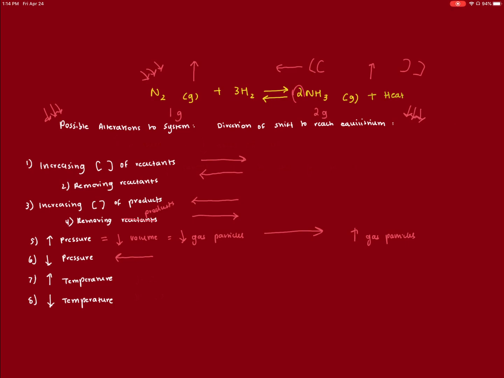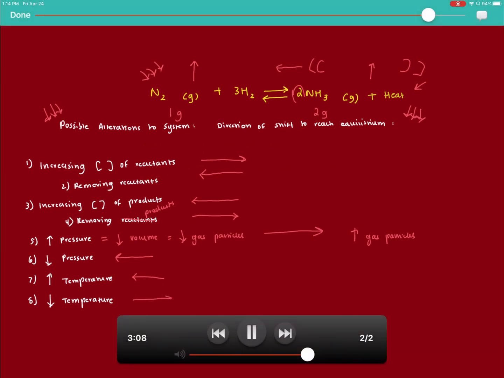What if we increase the temperature? Well, in this reaction, heat is a product. So if we increase the temperature, that means we're going to have more heat in the product side. So we're going to see a shift towards the reactant side in order to reach equilibrium. And if we decrease the temperature, we're going to see the exact opposite.